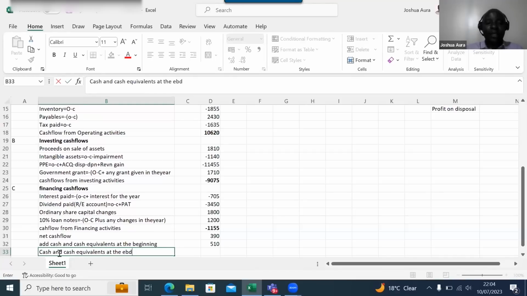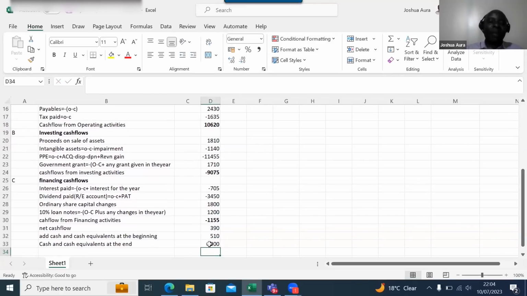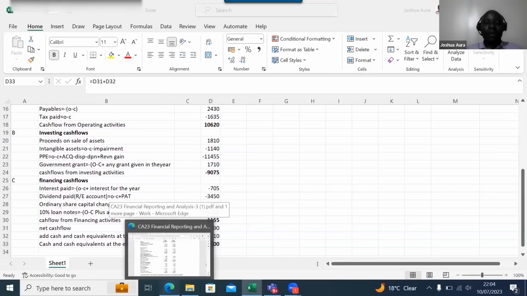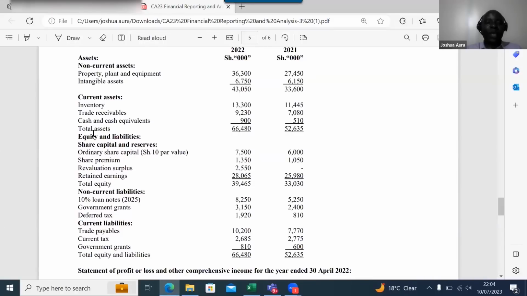So you come and add these 2 alone. So in this case here we have equals. So you pick this 390, you say plus 510 like that. So it means when I go to my balance sheet, I should be able to get this 900. So Ctrl bold there. If I'm right, I should be able to get cash and cash equivalents of 900.